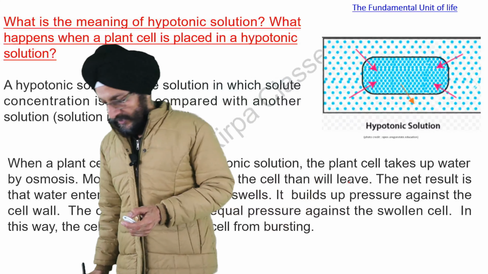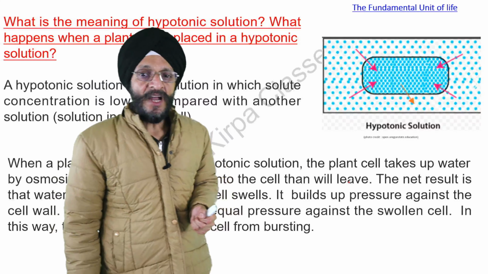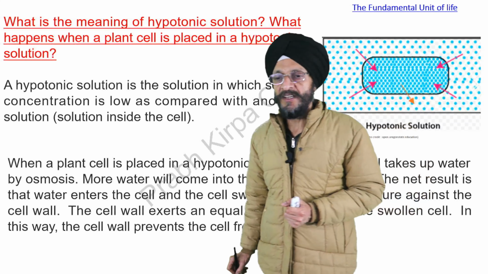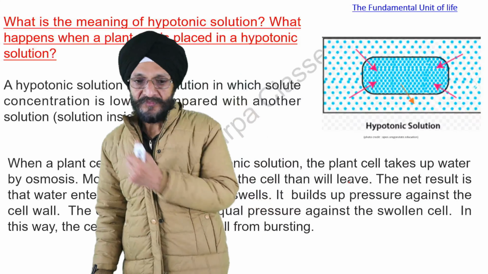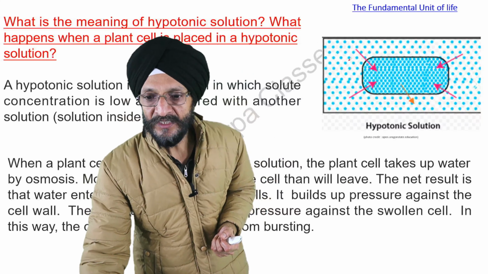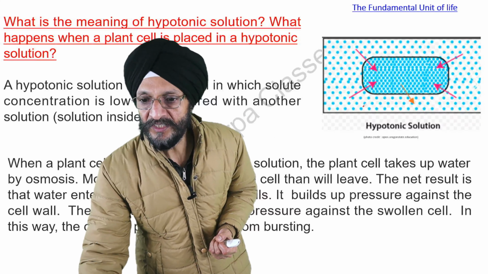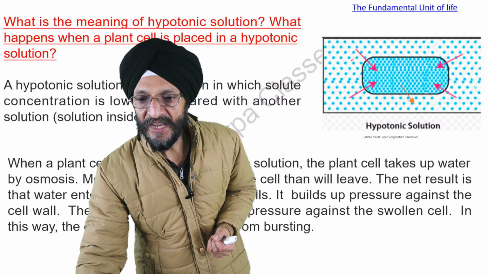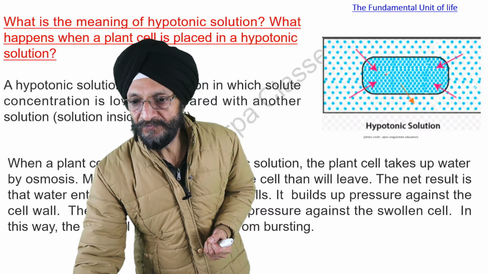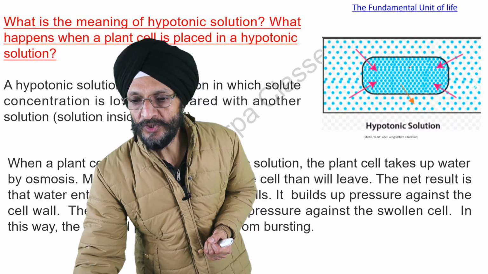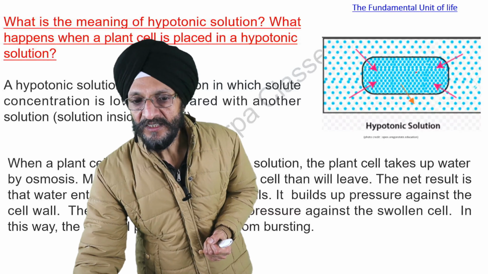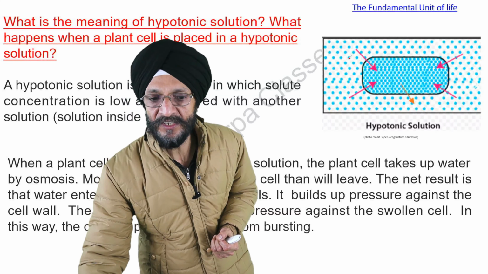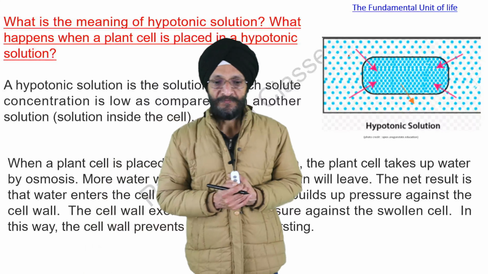Now, the next question before us is hypotonic solution, and what would happen if the plant cell is placed in hypotonic solution? You can see from the picture that this is the hypotonic solution, in which solute concentration is low as compared with another solution. This solution is the solution inside the cell. Inside the cell, solutes are in high concentration, whereas outside the cell, solute concentrations are in low concentration.